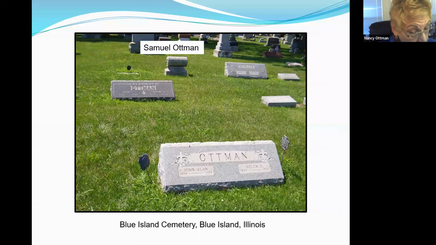My father was still living at the time. I asked him, who's Samuel Ottman? He said, I have no idea, but I found his gravestone. So be sure you look around because we tend to bury in some family groupings. Not always true, but we did indeed. I found Samuel that I did not know existed.